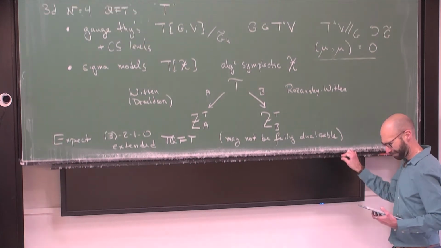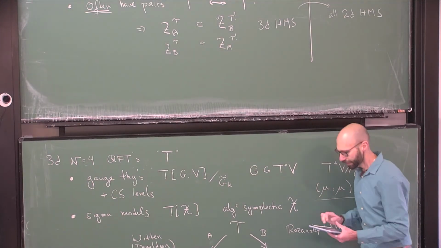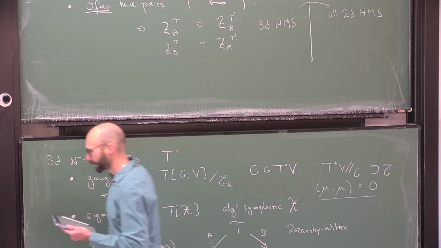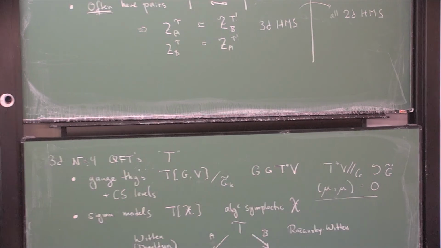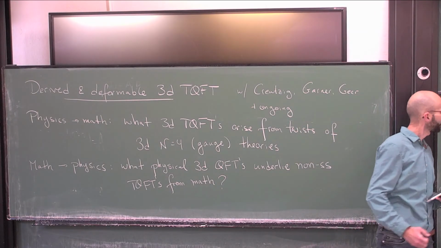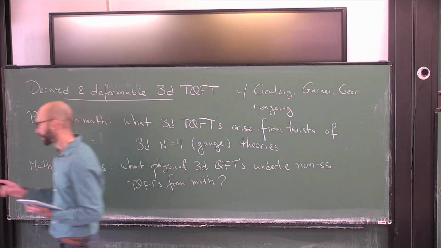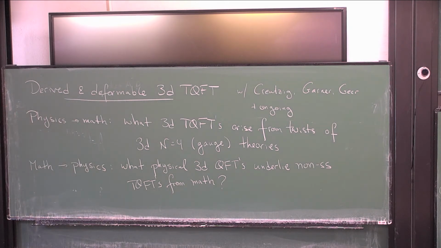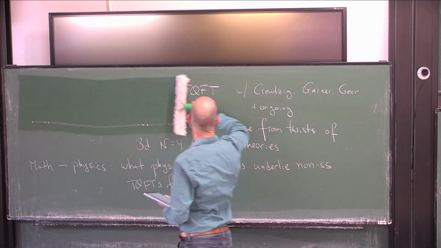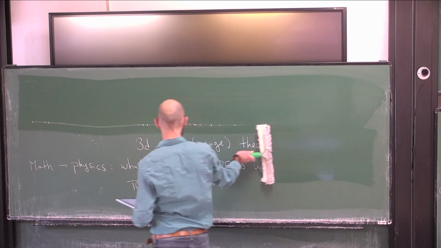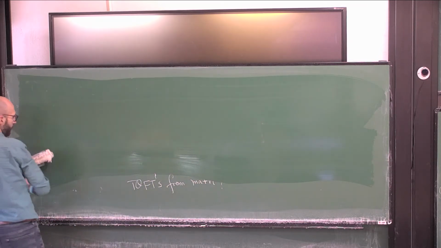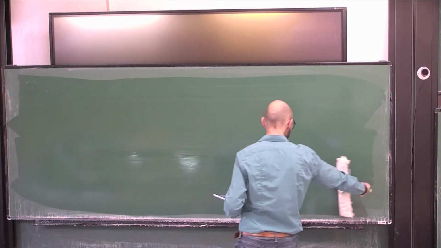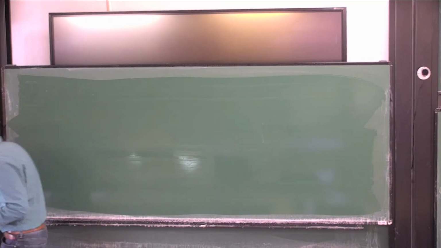The final thing I want to say, an ultimate thing I want to say, is that these 3D theories, that's it. These 3D n equals 4 theories often have large symmetry groups.